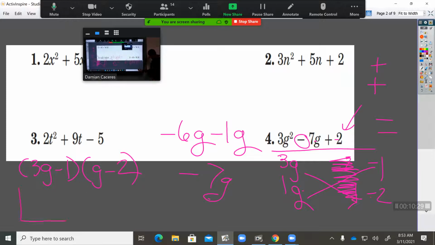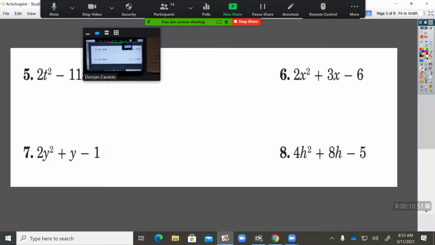What are my two solutions going to be? Anybody can say it out loud. Give me my two solutions. 1/3 and what? And positive 2. Simple? All right.